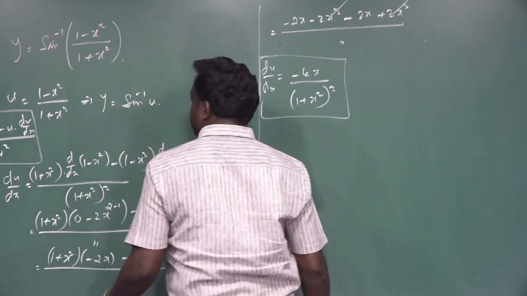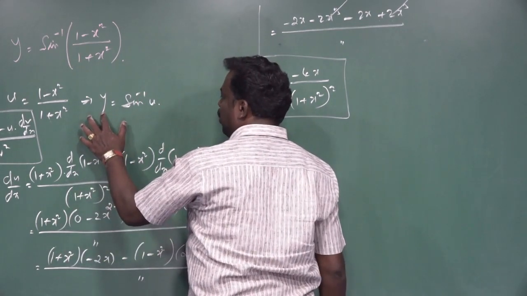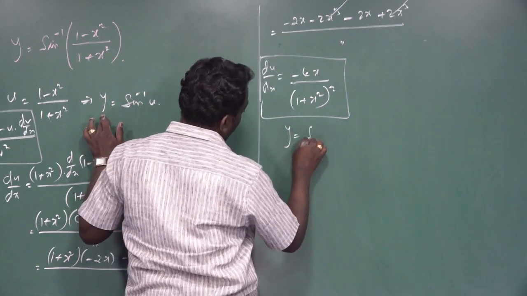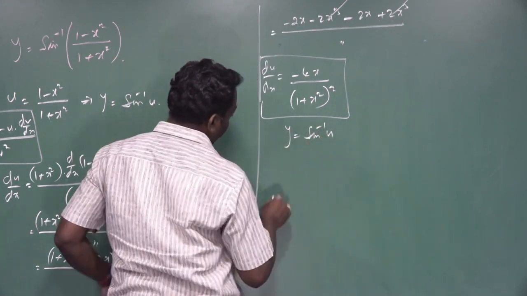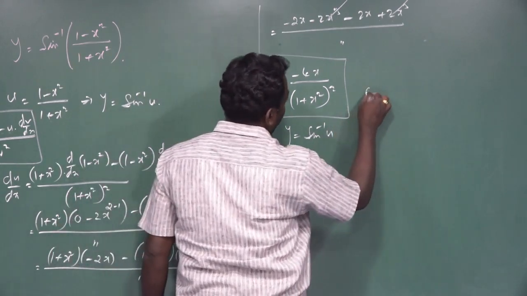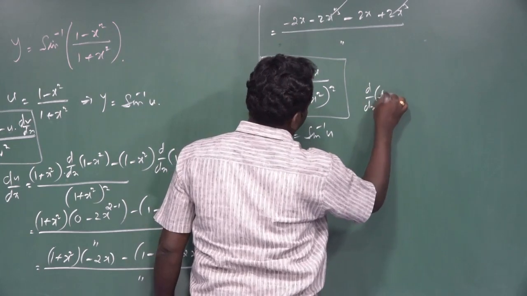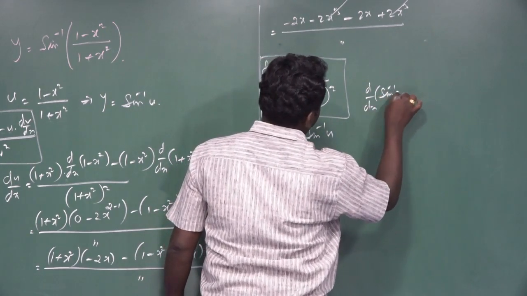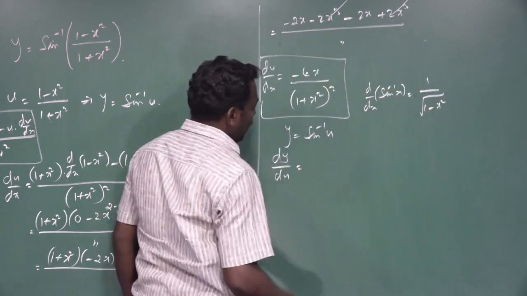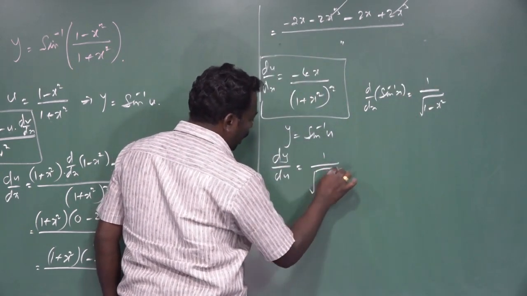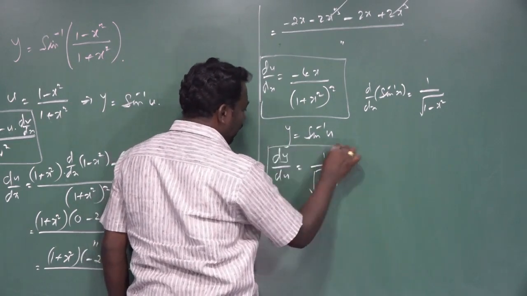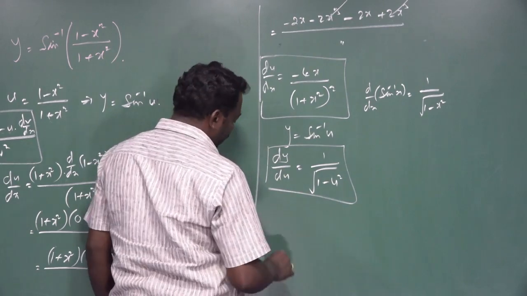Now what we have to do next: differentiate the y function with respect to u. Therefore y is equal to sin inverse of u. dy by du is equal to the derivative of sin inverse x, which is 1 by square root of 1 minus x square. Therefore it is equal to 1 by square root of 1 minus, instead of x we have u square. That is the derivative. Now applying the chain rule.